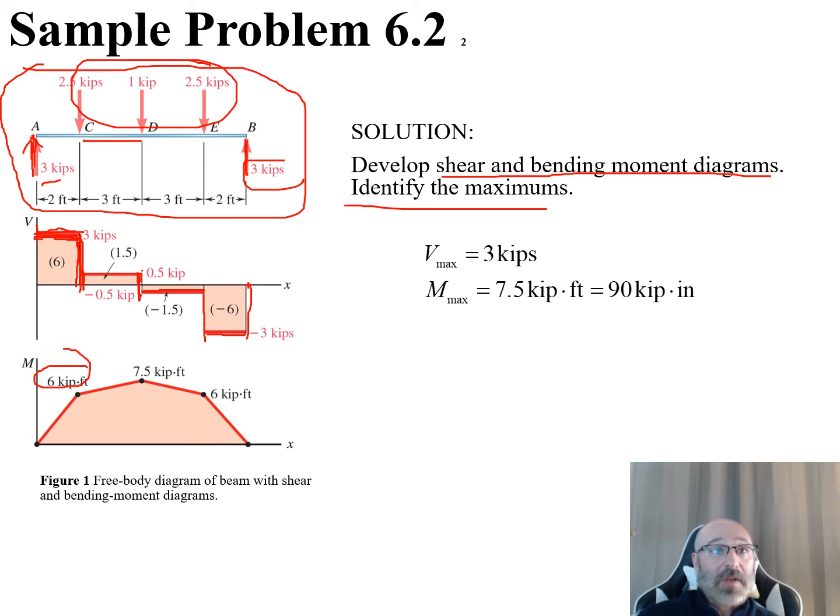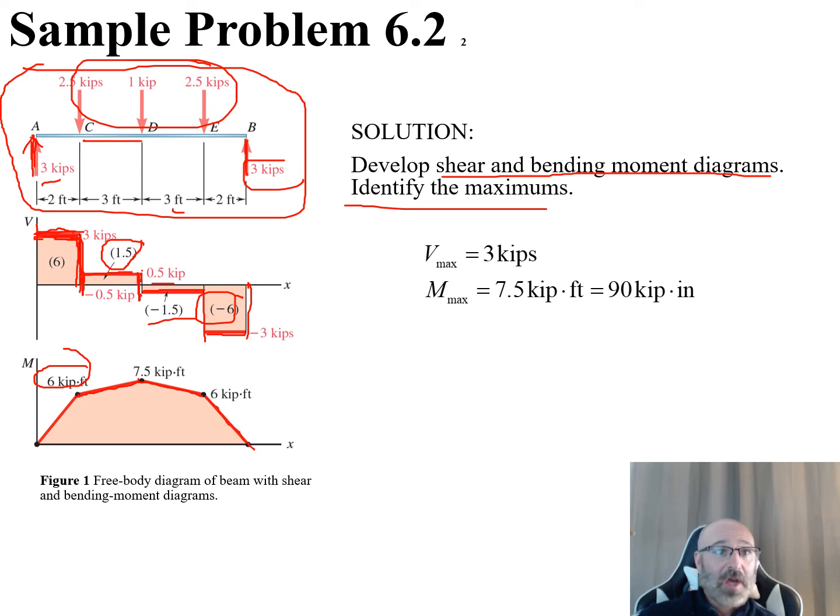Then we go to the next stage, and at this one we're now going from a moment of 6 kip feet. Now this is an area of 1.5 because this is 3 times 0.5. So then we go up, and that brings us up to 7.5 kip feet. Then we drop back down. The area here is 3 times 0.5, so it's a negative 1.5. That brings us back down to 6 kip feet. And then this is a negative 6 that brings us right back down to 0.